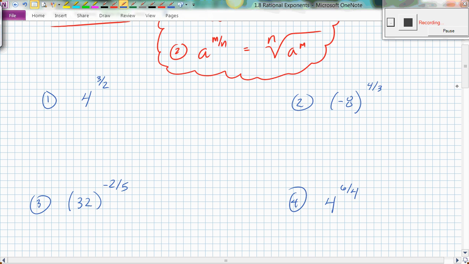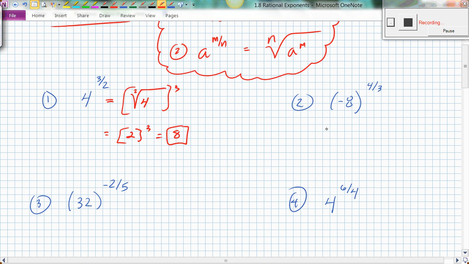So I have a couple of examples here. The first one is 4 to the 3/2 power. This can be rewritten as the square root of 4 all to the third, which of course is just 2 all to the third, which is 8. So this one has a value of 8. Now remember, when we have a square root out here, you don't actually have to write the 2, but it is still there. It's implied when you take a square root.